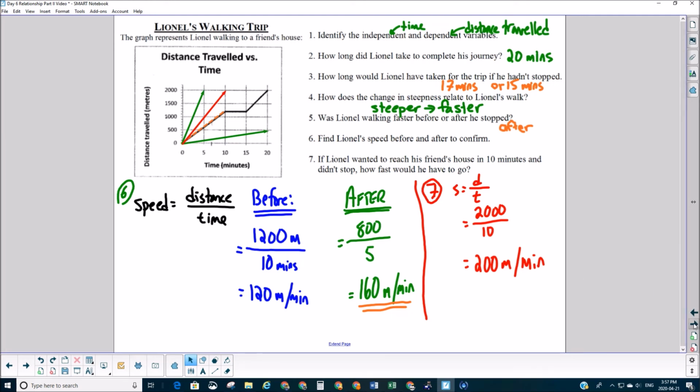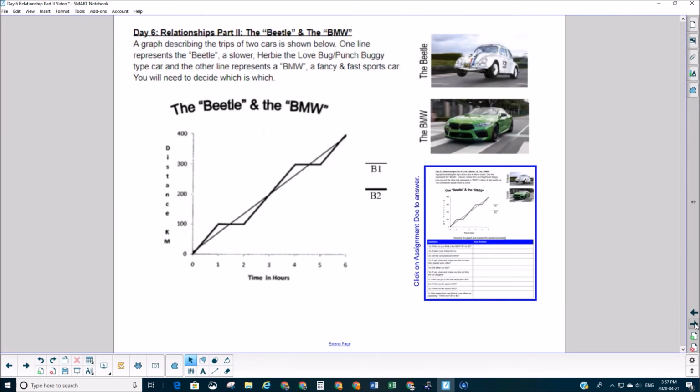All right. The next activity, you're actually going to go to a Google Doc that I've created. So in the assignment, up in the top right-hand corner is a doc that looks like this. It's got some information and questions for you to fill out underneath. It's describing a Beetle and a BMW. One of these graphs, B1 or B2, is the Beetle, and the other is the BMW.